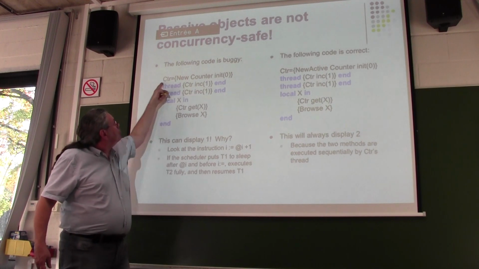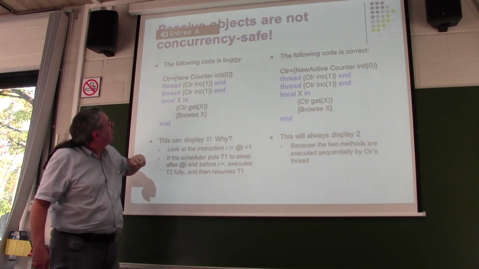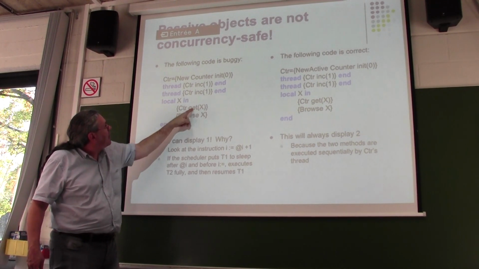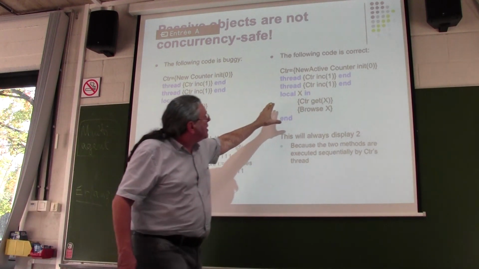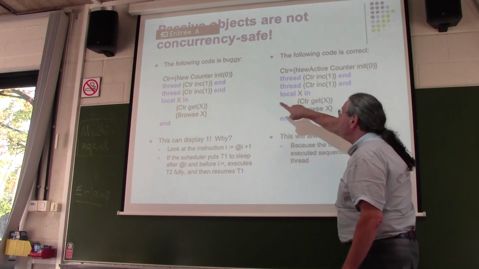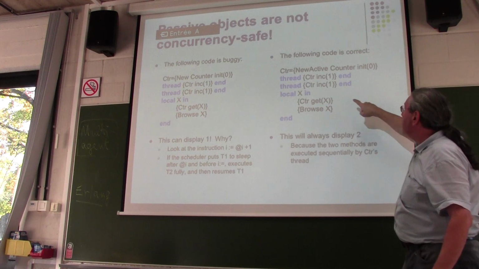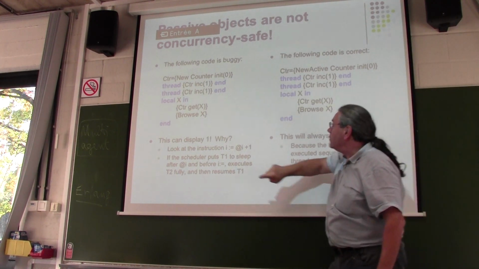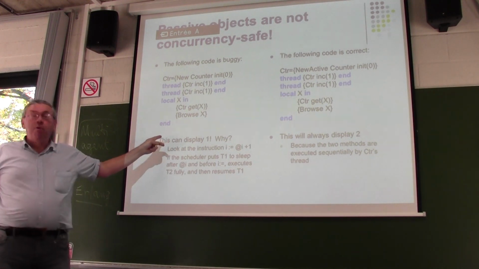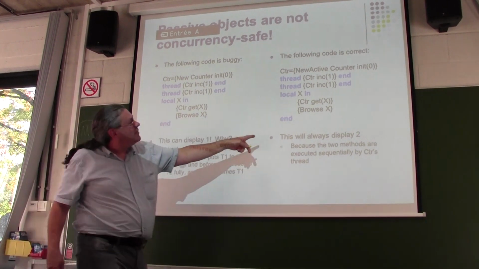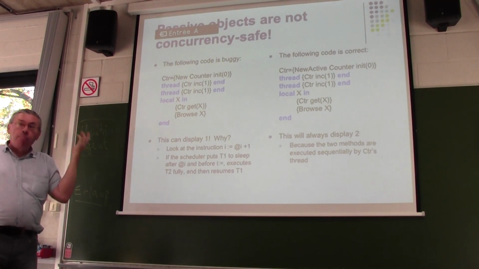And here it is more concretely. I create a counter object, so this one is passive. I call it in two threads. I increment 1, increment 1, and then I display, get x, I display the value. And now I do the same code, but instead of new, I write new active. All the rest is exactly the same. So this counter is an active object, whereas the one on the left is a passive object. So it's very simple. The code on the left is buggy, and the code on the right is correct. Okay? Active objects, no problem.